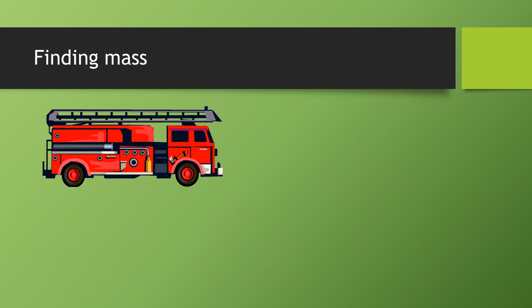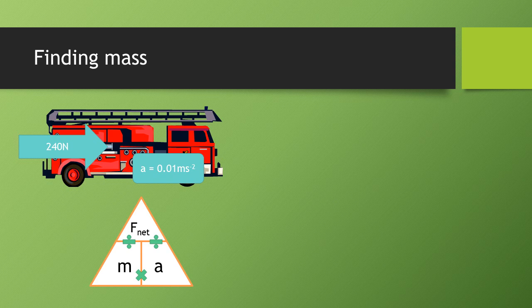Now we're going to look at some examples back with our fire truck again. And the first one is we're going to try and find the mass. So let's say there's a force of 240 newtons pushing on this truck, and it accelerates at 0.01 meters per second squared. We're trying to find the mass, use our triangle. F net divided by acceleration. Substitute in the values, 240 newtons divided by 0.01 gives us a mass of 24,000 kilograms for the fire truck.